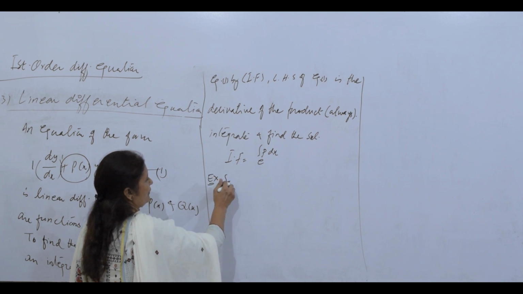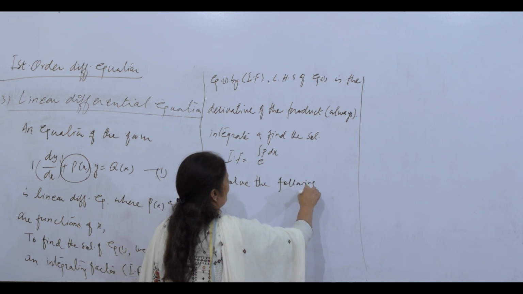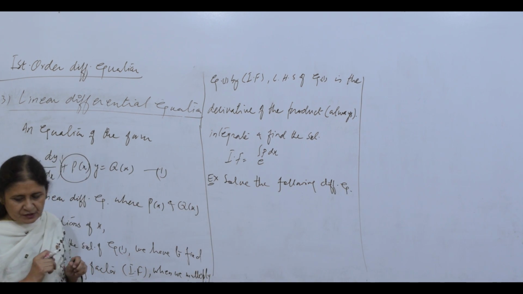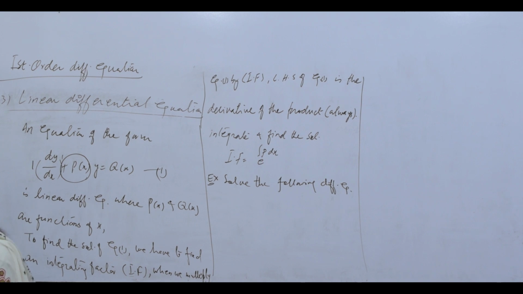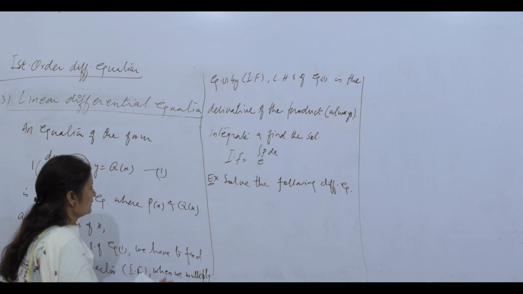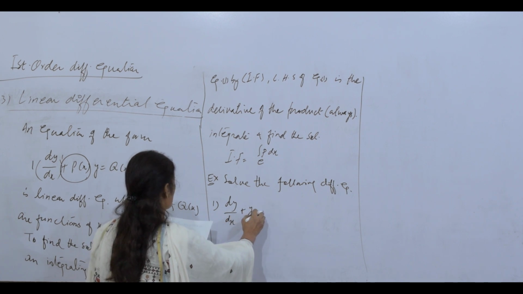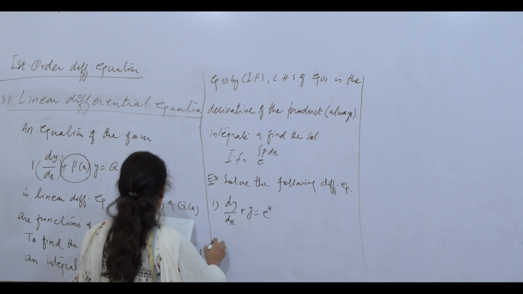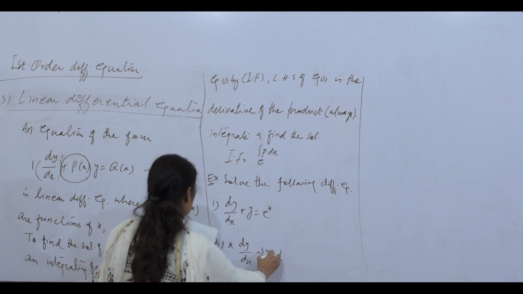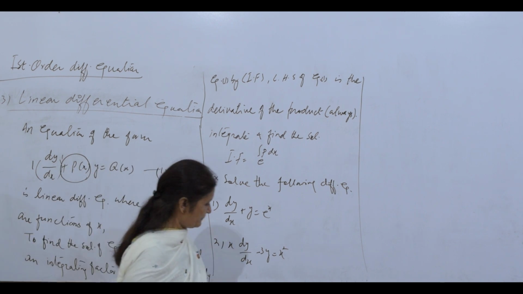Example. Solve the following differential equations. Number 1, dy by dx plus y is equal to e^x, and number 2, x dy by dx minus 3y is x squared. Let me take 2 questions so that you have an idea.